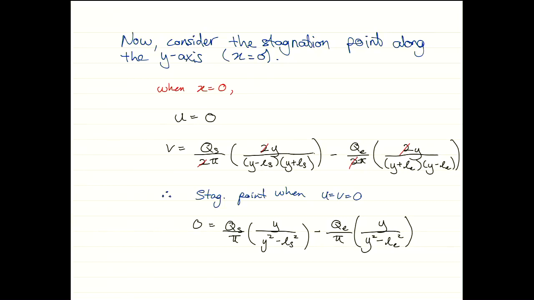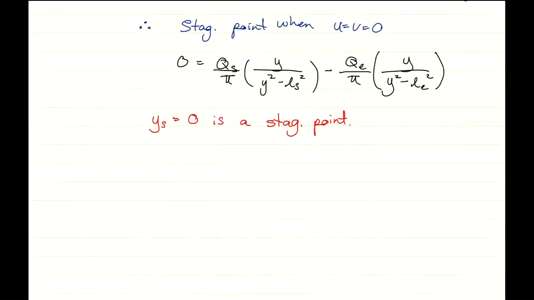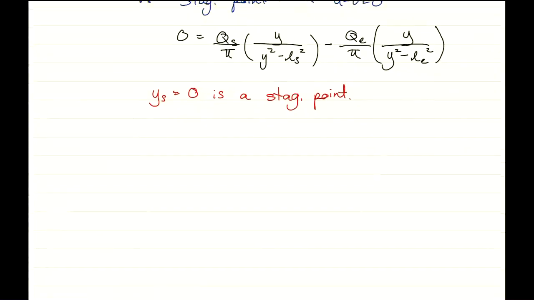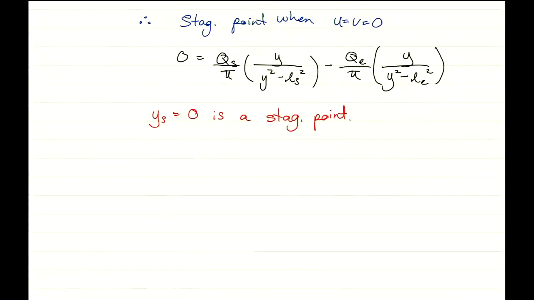So ys equals 0 is a stagnation point. Okay, so that's one possible solution, right? And I've just used subscript S for stagnation point. Okay, but there are also two more possible locations. So all I'm going to do is just rearrange my equation a little bit. Sorry, this term cancels out as well, right?